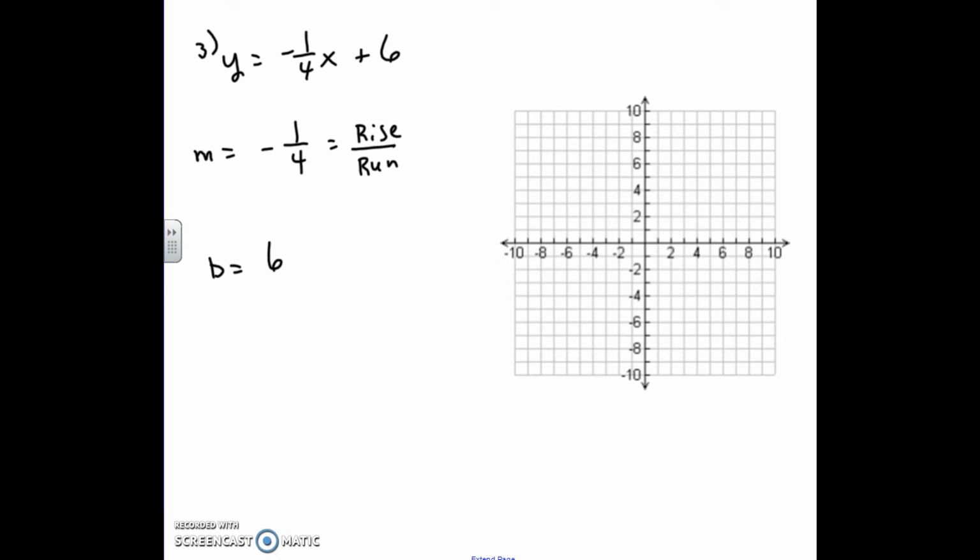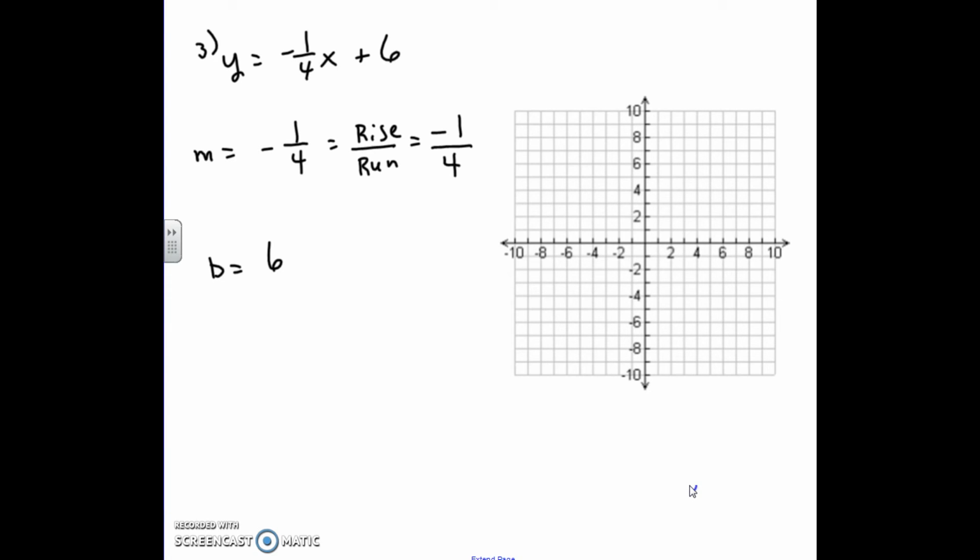So when you're doing your slope, it doesn't matter if you put it with the top, the rise, or the bottom, the run. I like to go ahead and put it with the top. That's just my favorite way to do it. So I make it a negative 1 over a positive 4. You could just as easily put it with the bottom.